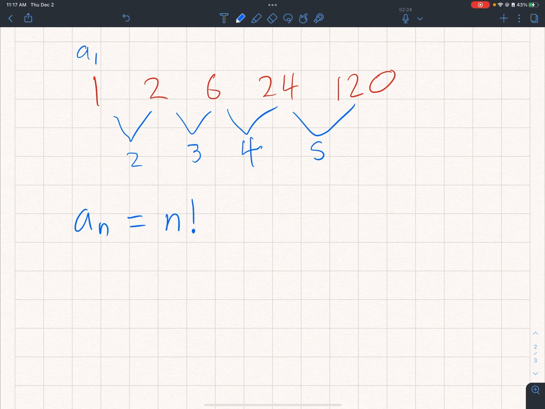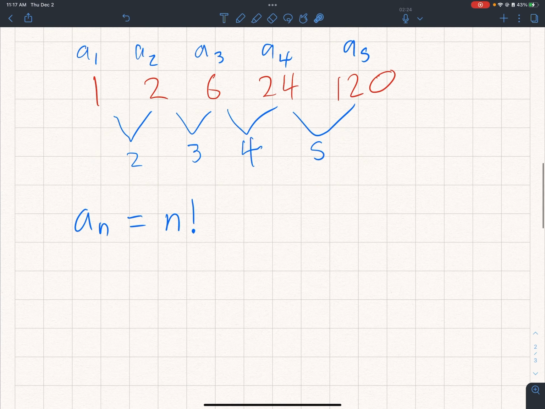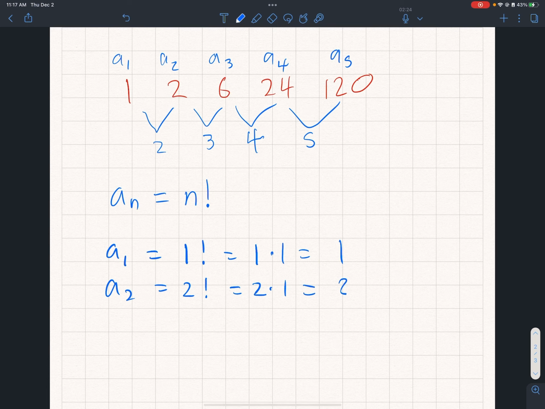If this is a sub 1, and this is a sub 2, a sub 3, a sub 4, a sub 5, when you see you have an increasing ratio, especially by a value of 1, then that's probably a factorial, because a sub 1 is 1 factorial, which is 1 times 1, or 1. A sub 2 is 2 factorial, which is 2 times 1, which is 2. A sub 3 is 3 factorial, which is 3 times 2 times 1, which is 6 times 1, or 6.